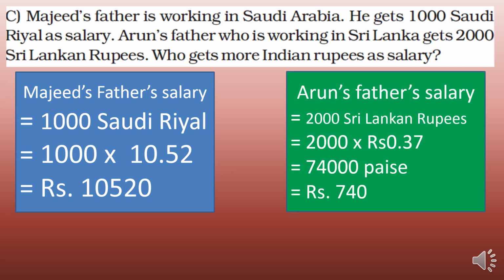Arun's father's salary is 2000 Sri Lankan rupees. If you find out the rate from the rate chart, it is 0.37 rupees. So 2000 is multiplied with rupees 0.37, that is equal to 74,000 paise, and if it is converted into rupees, that is equal to 740 rupees. So from this you can see that Majid's father gets more Indian rupees as salary.